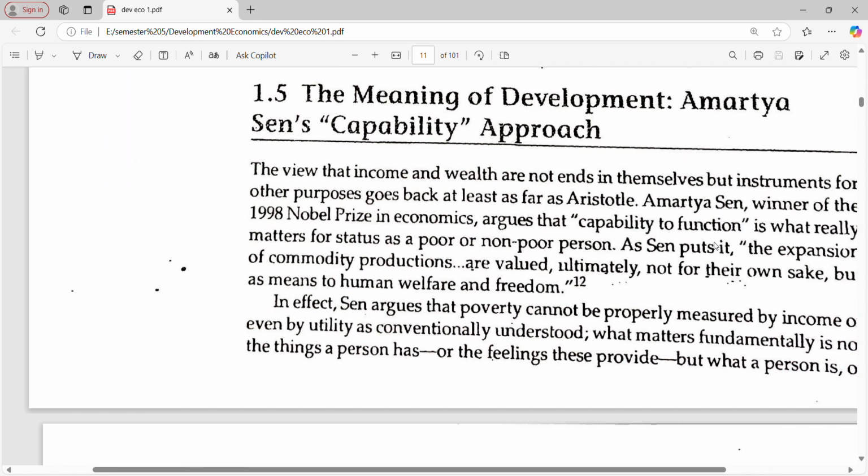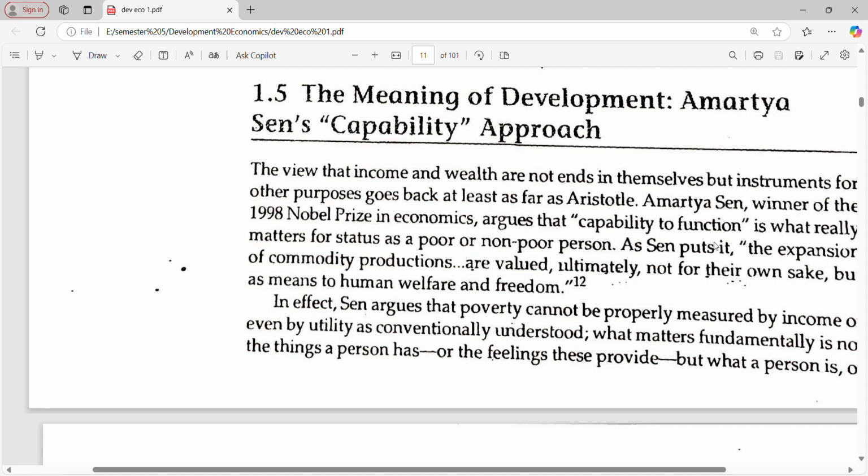Okay, next you have the meaning of development according to Amartya Sen's capability approach. I'll complete this chapter within this video itself. You just have two more topics. One is this, and the next one is happiness and development. I'll complete it. Okay.